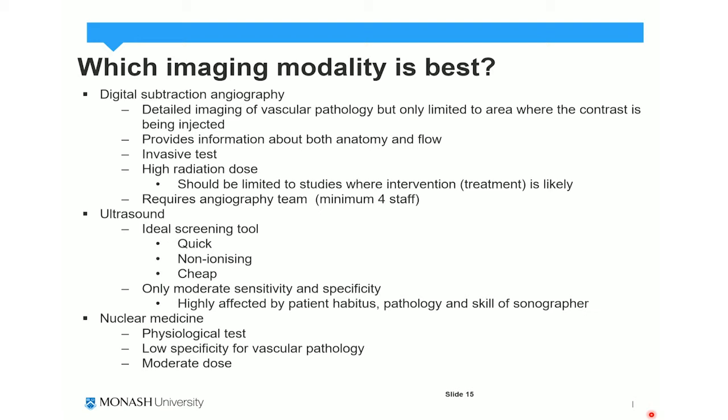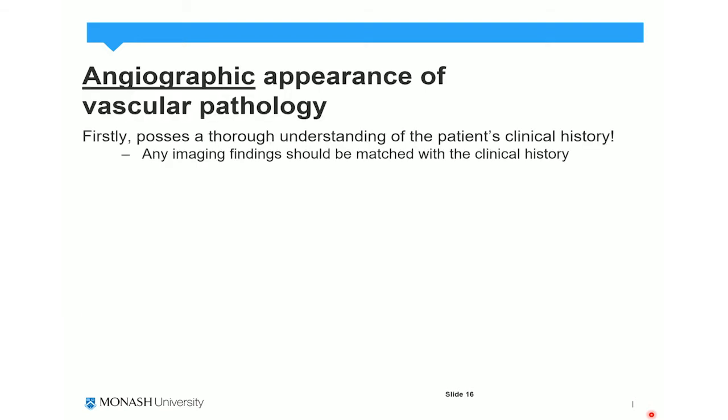Nuclear medicine is more of a physiological test. It has low specificity for vascular pathology and is a moderate dose to the patient. So when categorizing the angiographic appearance of vascular pathology, so catheter-based angiography, you've really got to first possess a thorough understanding of the patient's clinical history, and any imaging findings should be matched with that clinical history.